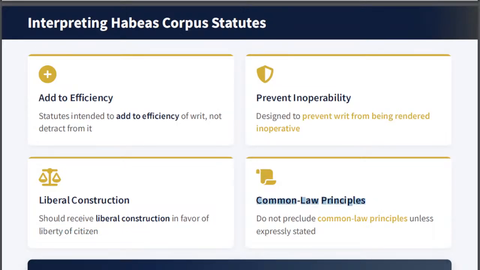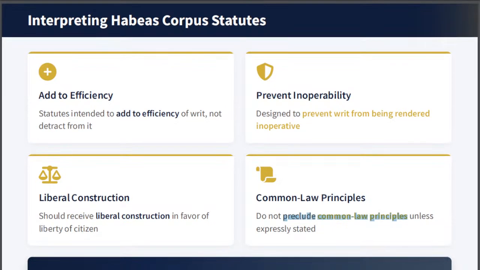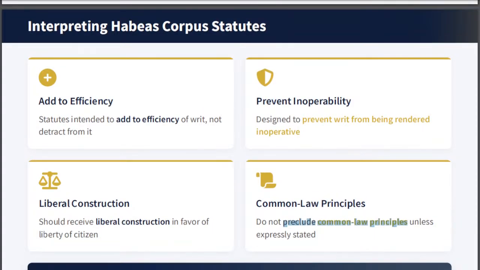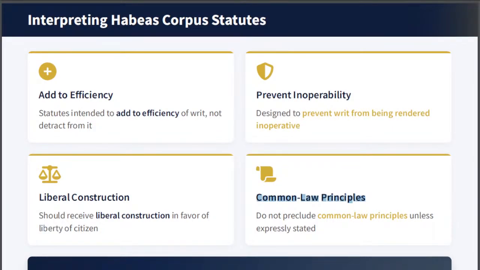The statutes do not preclude common law principles, unless expressly stated. So the statutes do not preclude the common law principles unless they specifically say in the statute that they do. So that's a good thing to know too. If there's nothing specifically precluding common law principles, then you can still apply common law principles in interpreting a habeas corpus.